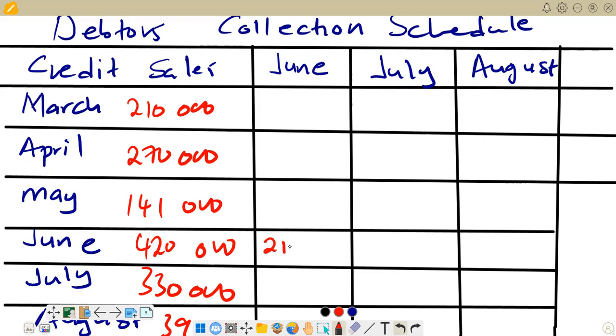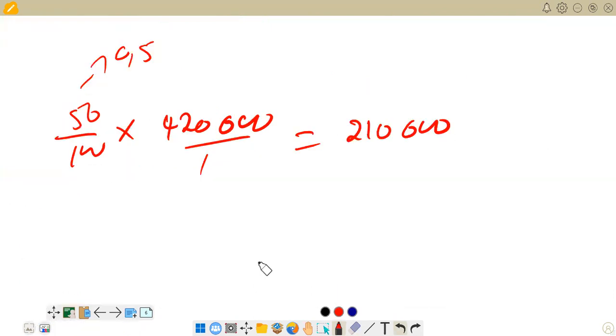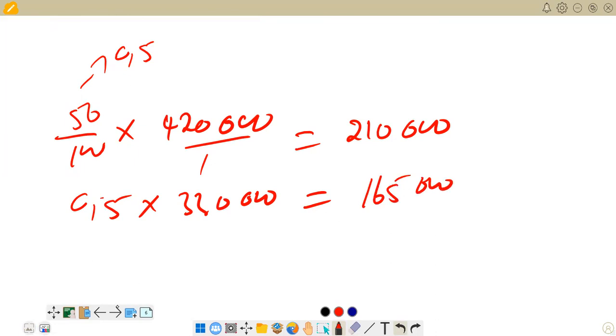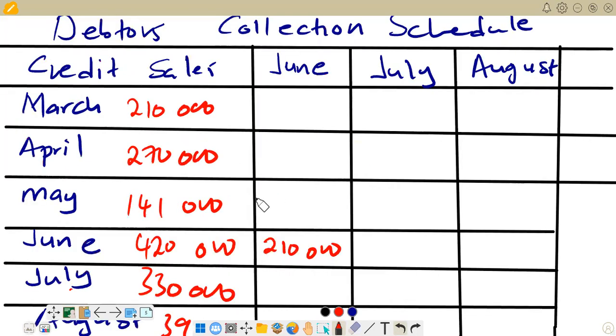So here 210,000. Then 50% of 330,000 will be received in July, same month, and July is here. So we say 50% times 330,000. You're saying 0.5 times 330,000. That is now for July. You are going to get 165,000. So you're going to put it there for July, 165,000. So this is what we have.